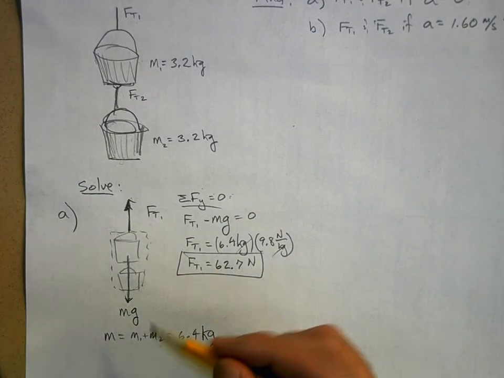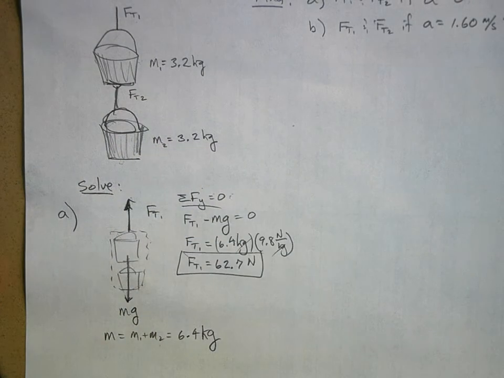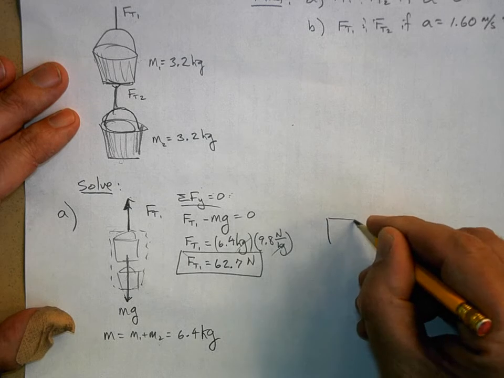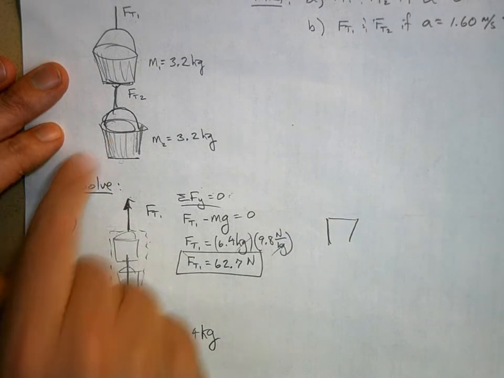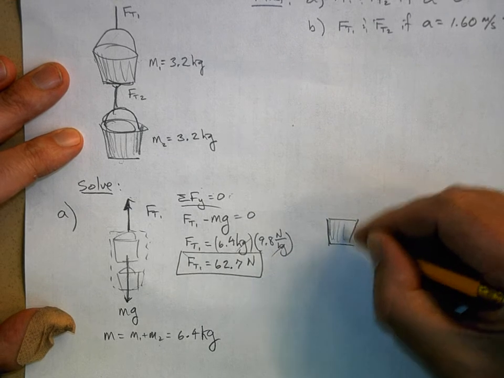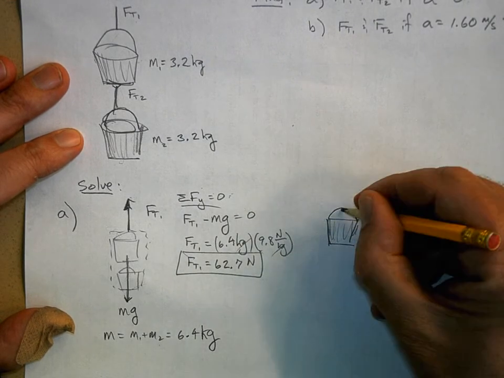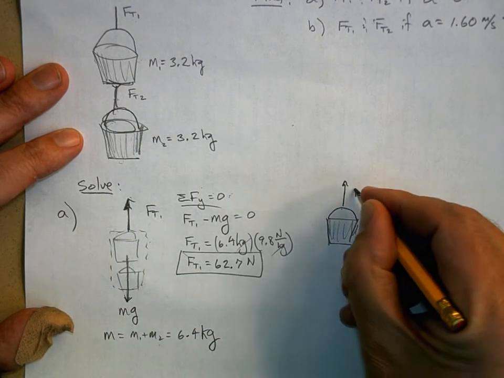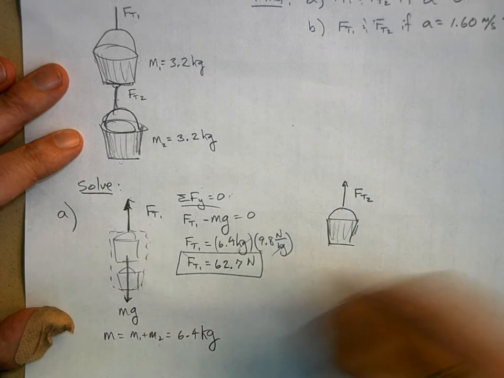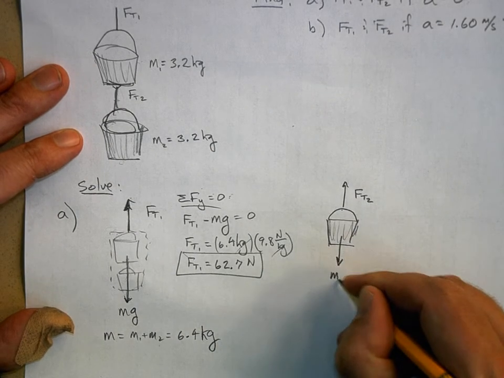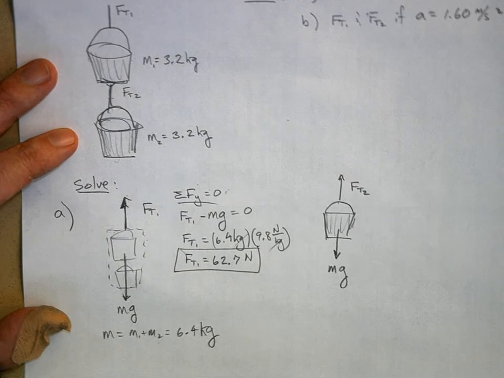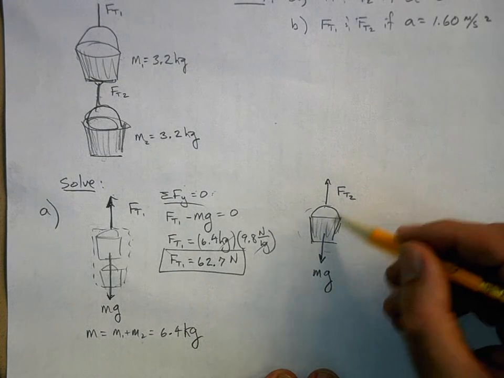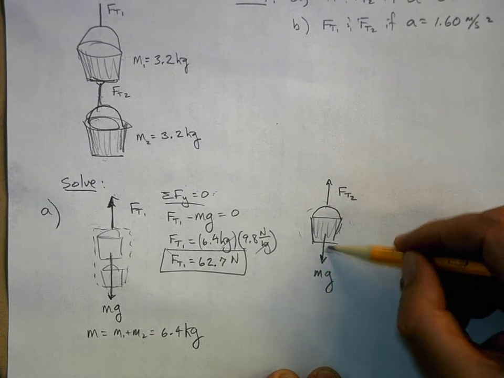Cool. Now we want to find the tension for the bottom bucket, and so what I'm going to do there is draw the bottom bucket, this one right here. It's being pulled up with a tension force, and this tension force here is pulling up on this bucket, and of course we've got gravity pulling down on it. So this is my free body diagram. Now, notice that this tension force only has to support the weight of the bottom bucket.